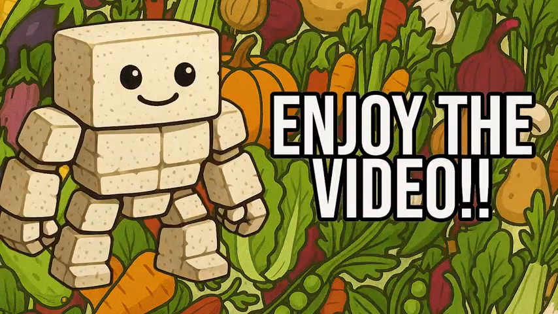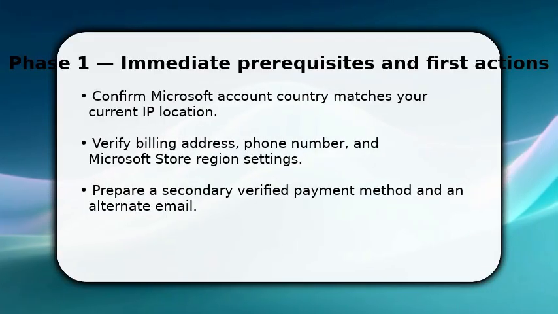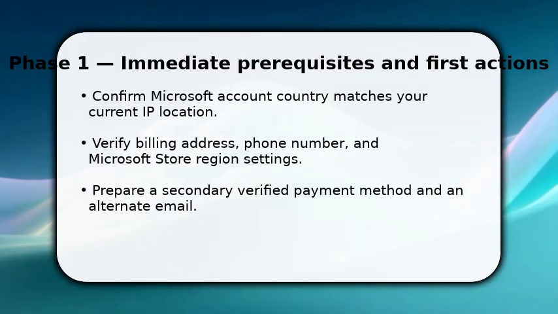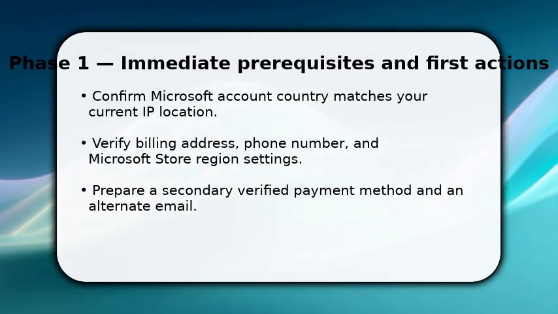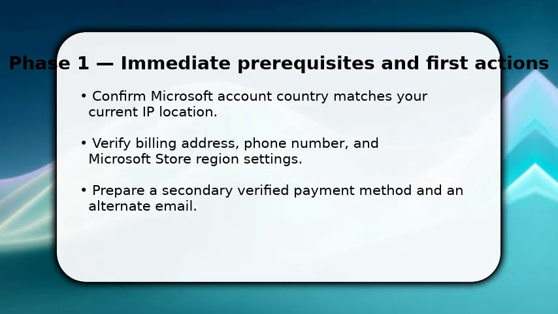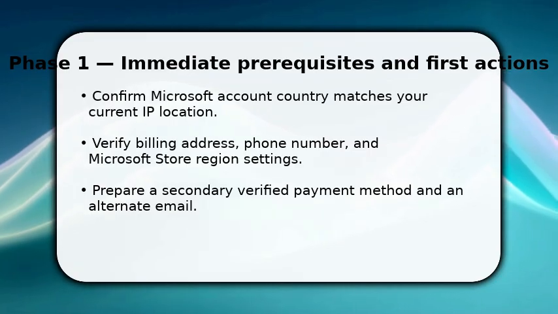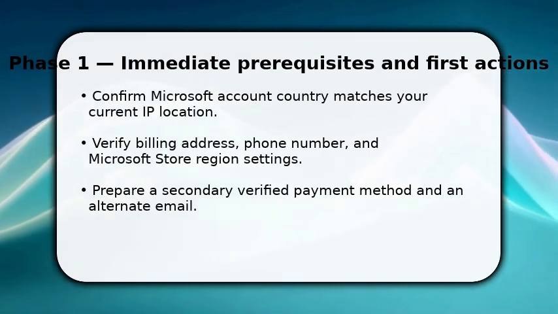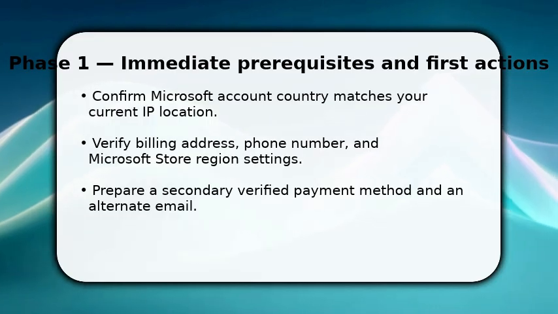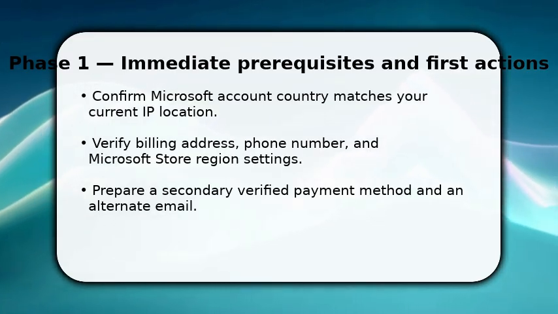Please enjoy the video. You need to start by confirming account region alignment, so sign into your Microsoft account and open your profile. Once done, check the registered country and the billing address. Mismatches cause regional blocks. Make sure your phone and alternate email are verified, because Microsoft uses those for identity checks.